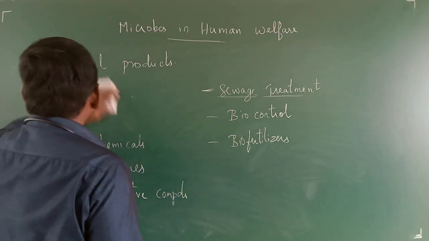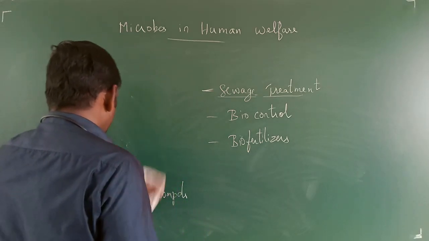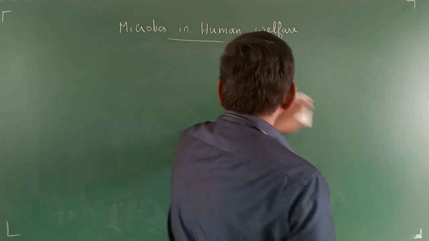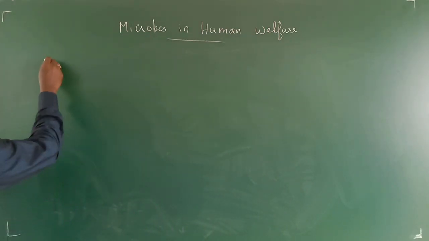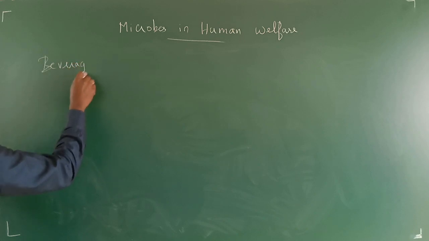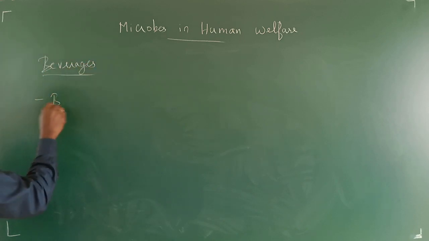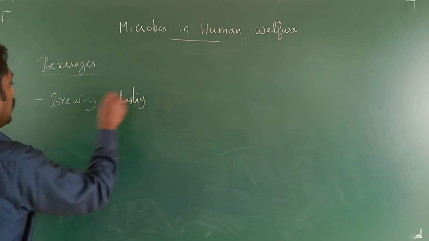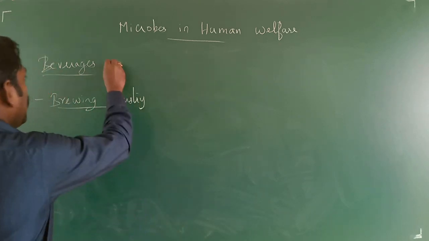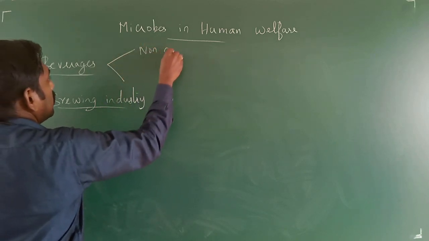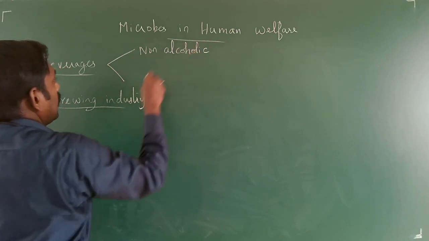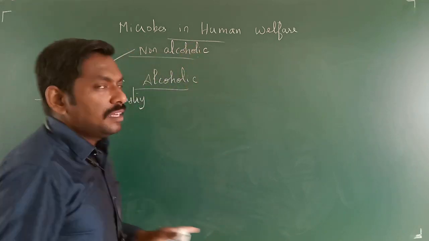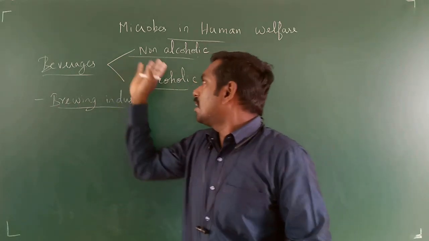Right? First we are going to see about the beverages. Uses of microorganisms in the brewing industry, right? Beverages, right? The industry is called the brewing industry, right? Especially the beverages are of 2 types. You will be having one as non-alcoholic, and another one is the alcoholic. Right, you will be having alcoholic, non-alcoholic. Right, first we will see about the alcoholic beverages.